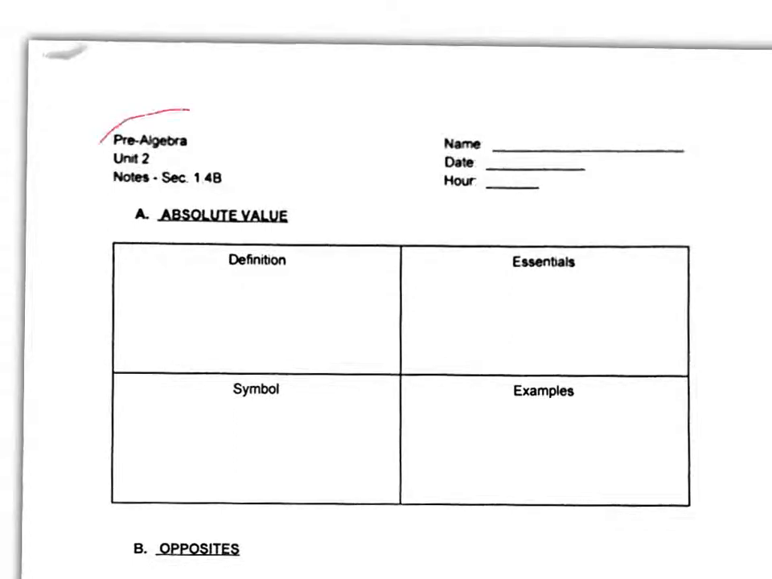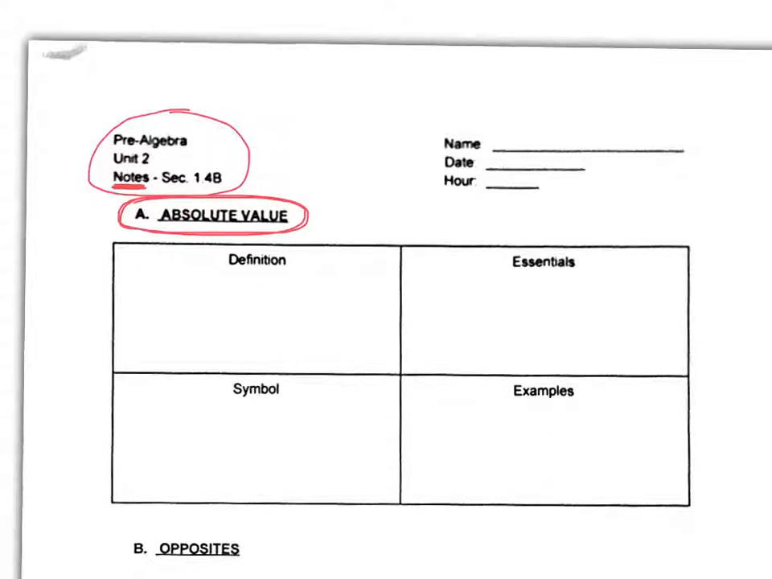Alright, here are your notes, section 1.4b. So let's underline that they're notes so that we know where to place them in our binder. We're going to put them in our notes section, and we can refer to them when we need some help. We're going to talk about two things. The first is absolute value, so let's circle that because that's one of the main topics. And then we're also going to talk about opposites.